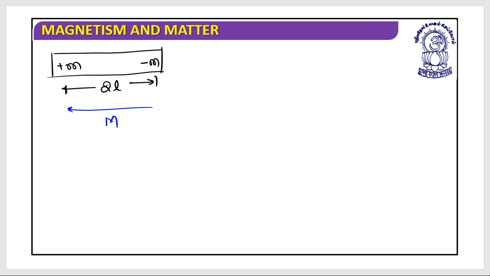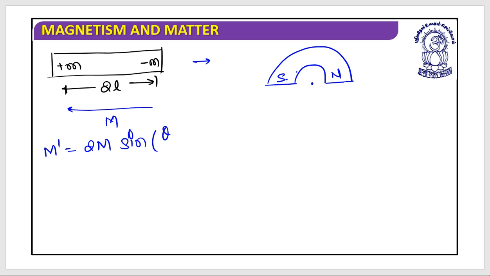Now let's suppose this has been bent like this. It's a semicircle. Let's suppose this is the south pole, this is the north pole. So one of the options is m dash, which would be equal to 2m sine theta by 2 divided by theta.